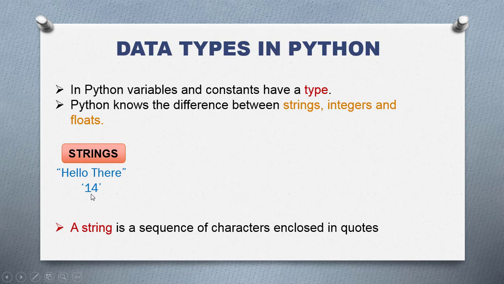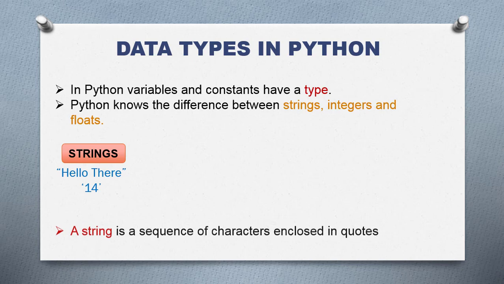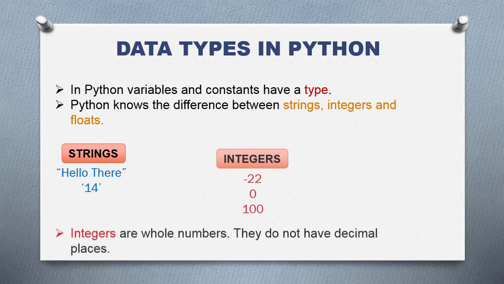In the second example, we have '14'. You have to be careful here because you may be thinking 14 is an integer. You're not actually wrong, but in this case, you will notice that 14 is enclosed in quotes, and that's single quotes to be specific. That makes it a string, so it is not an integer in this case because of the quotes around it. Remember that strings are enclosed in quotes.